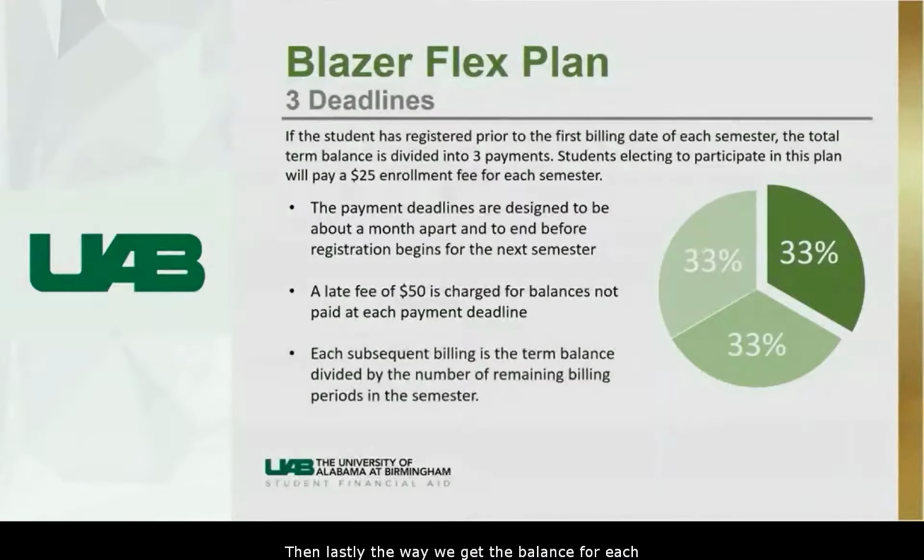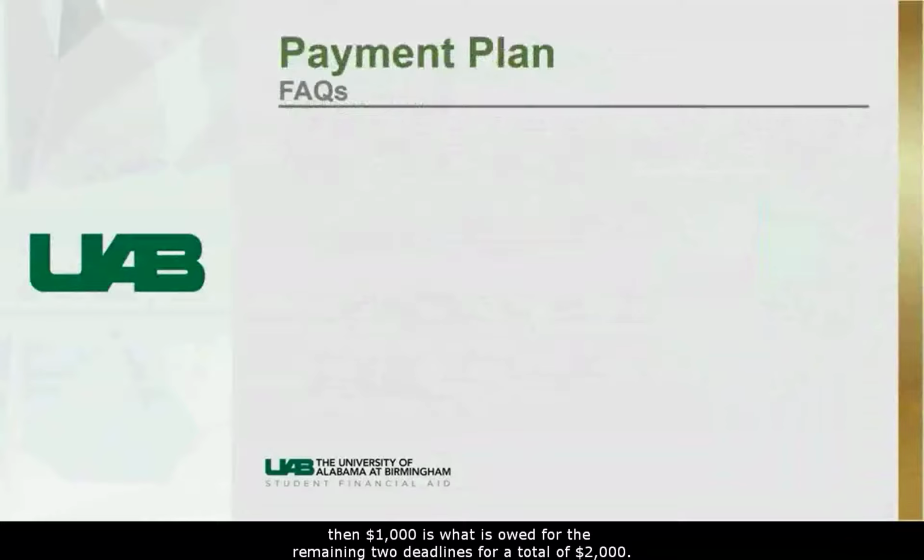And lastly, the way we get the balance for each of these deadlines is we take the overall account balance and divide it over the remaining number of deadlines in that payment period. So we'll actually go into more detail regarding this a little bit later. But basically, if you owe $6,000 and a $4,000 payment is made at the first payment deadline, then $1,000 is what is owed for the remaining two deadlines for a total of $2,000.